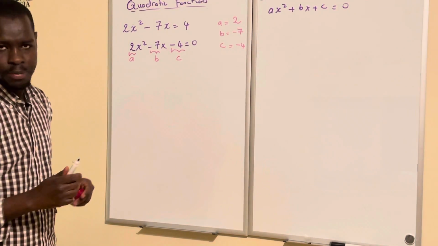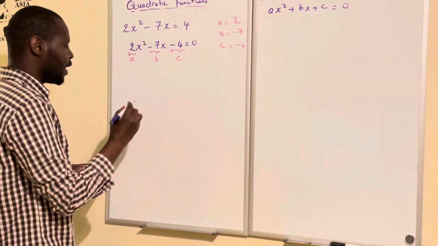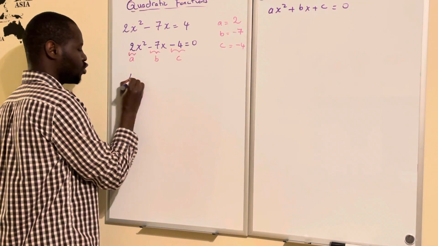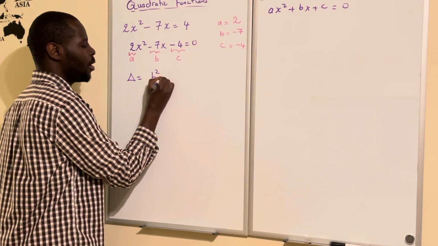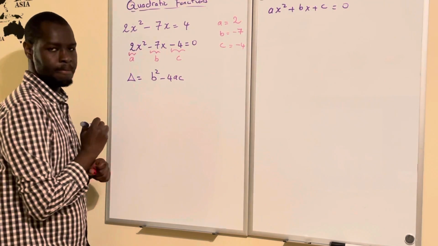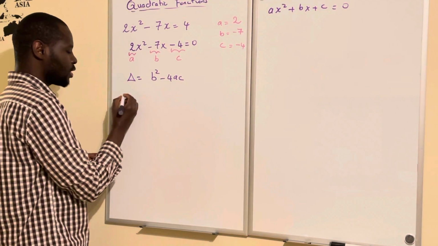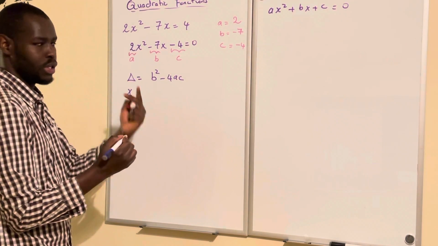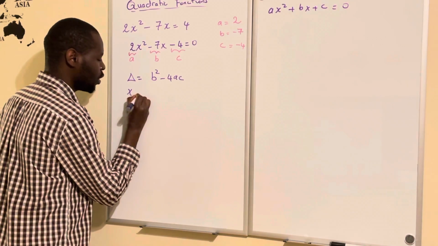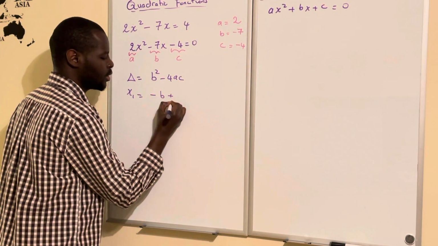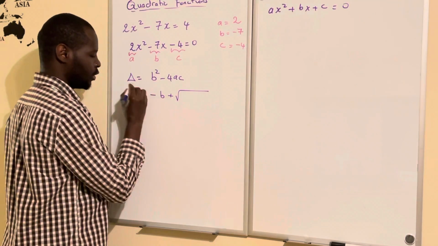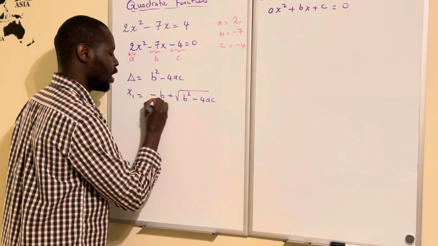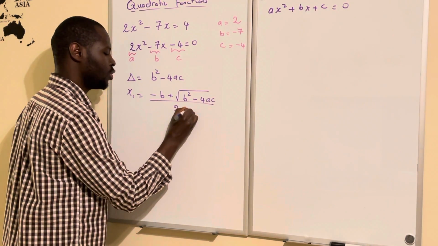Now there is a formula for solving x. The first thing is what we call delta. So that's the discriminant. So delta equals b squared minus 4ac. Okay? Now once you know the delta, to solve x, you find two values of x since it's a square. So you're going to have x1 and x2. So x1 equals negative b plus the square root of delta. So it's another way of writing the square root of b squared minus 4ac, everything divided by 2a.